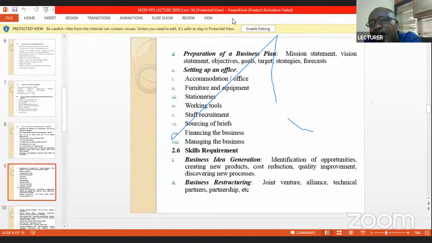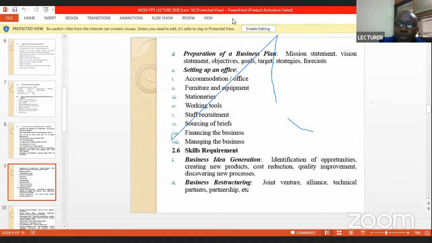Skills in business idea generation. Identification of opportunities. Being able to identify business ideas. Creating new opportunities. Creating new products. Finding a way to reduce costs. Quality improvement. Discovering new processes. These are the ingenuity of the entrepreneur.